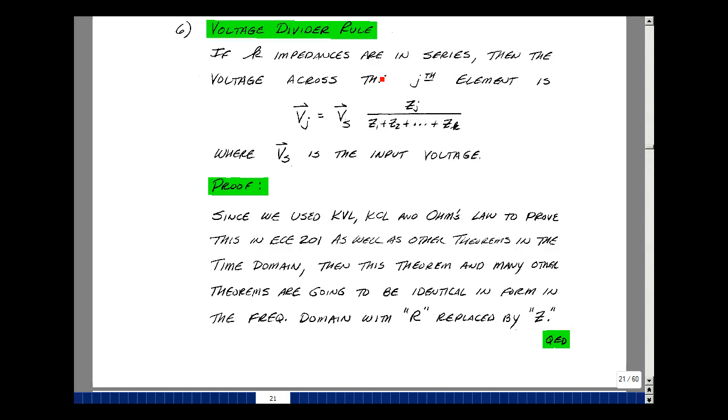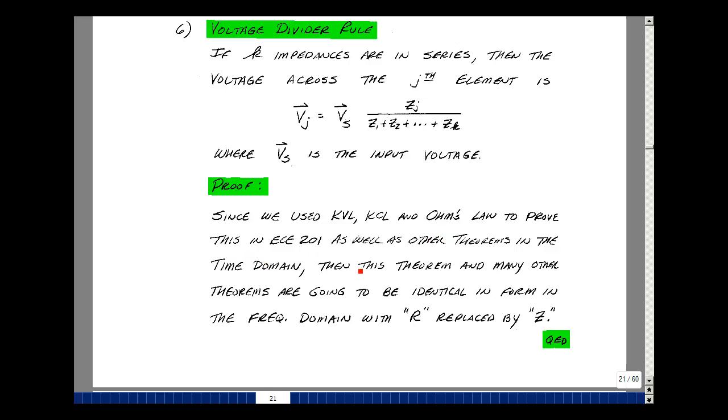If we have K impedances in series, this means they share the same current, then the voltage across the jth element is the input voltage, I'll call V sub S, times Z sub J over the sum of Z1, Z2 through Z sub K.